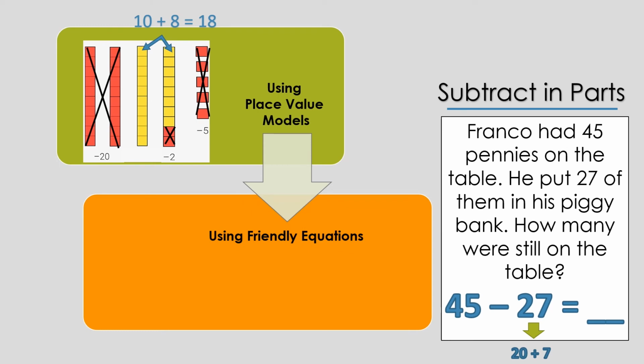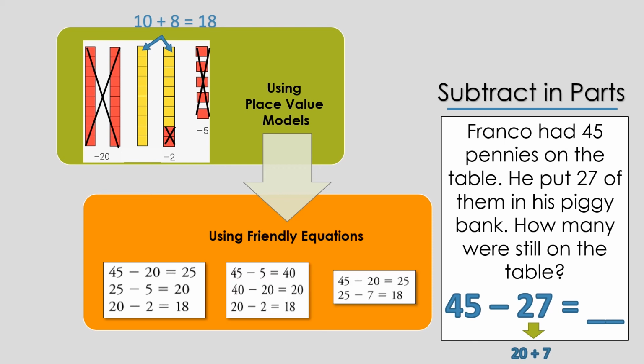We can also use friendly equations to show how we subtract in parts. You can see in this example, we used equations to represent the same thinking from using the place value models. We started with 45 and subtracted 20, which equals 25. Then we subtracted 5, which equals 20. Then we subtracted 2 more, which equals 18. Here are 2 other ways you could use friendly equations to solve this problem. In all of the solutions, we found that Franco has 18 pennies left on the table.